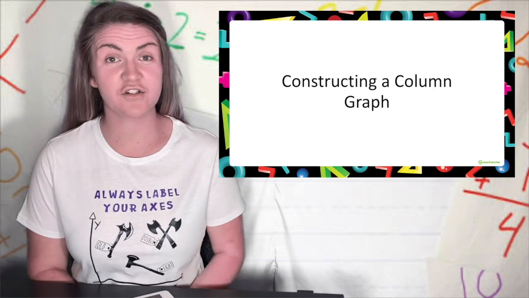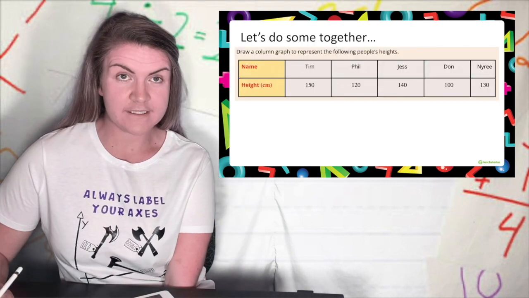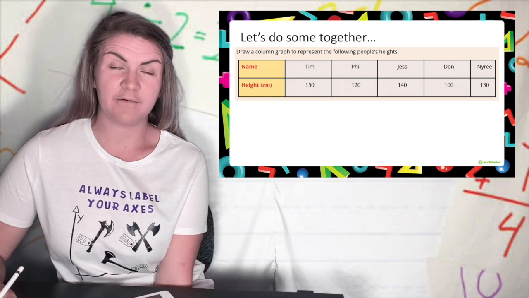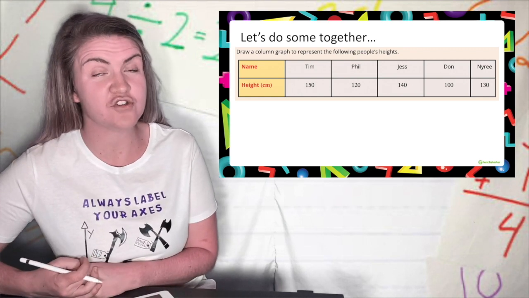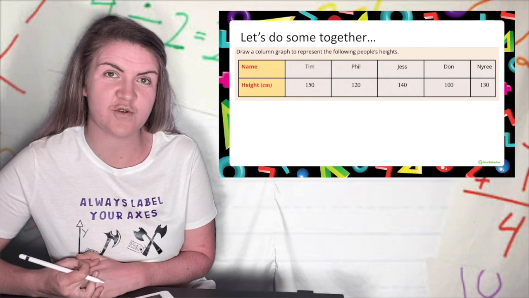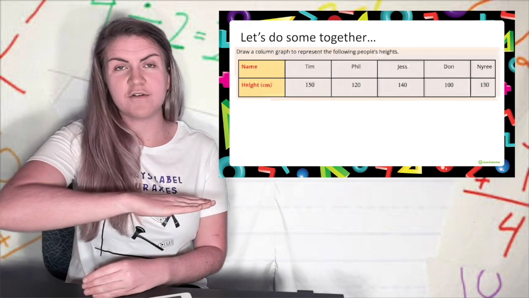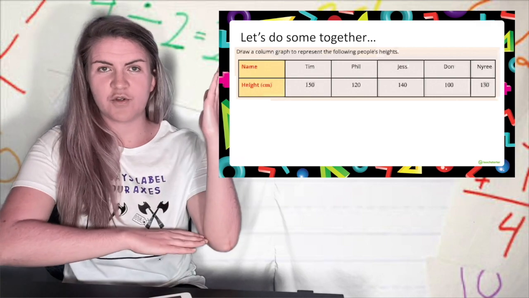Now let's practice constructing a column graph. Here it says draw a column graph to represent the following people's heights. Now, can I first of all say that when you are constructing graphs, you need to use a ruler. The first thing we need to do is decide which data is going on the horizontal axis, the X, and which is going on the Y.